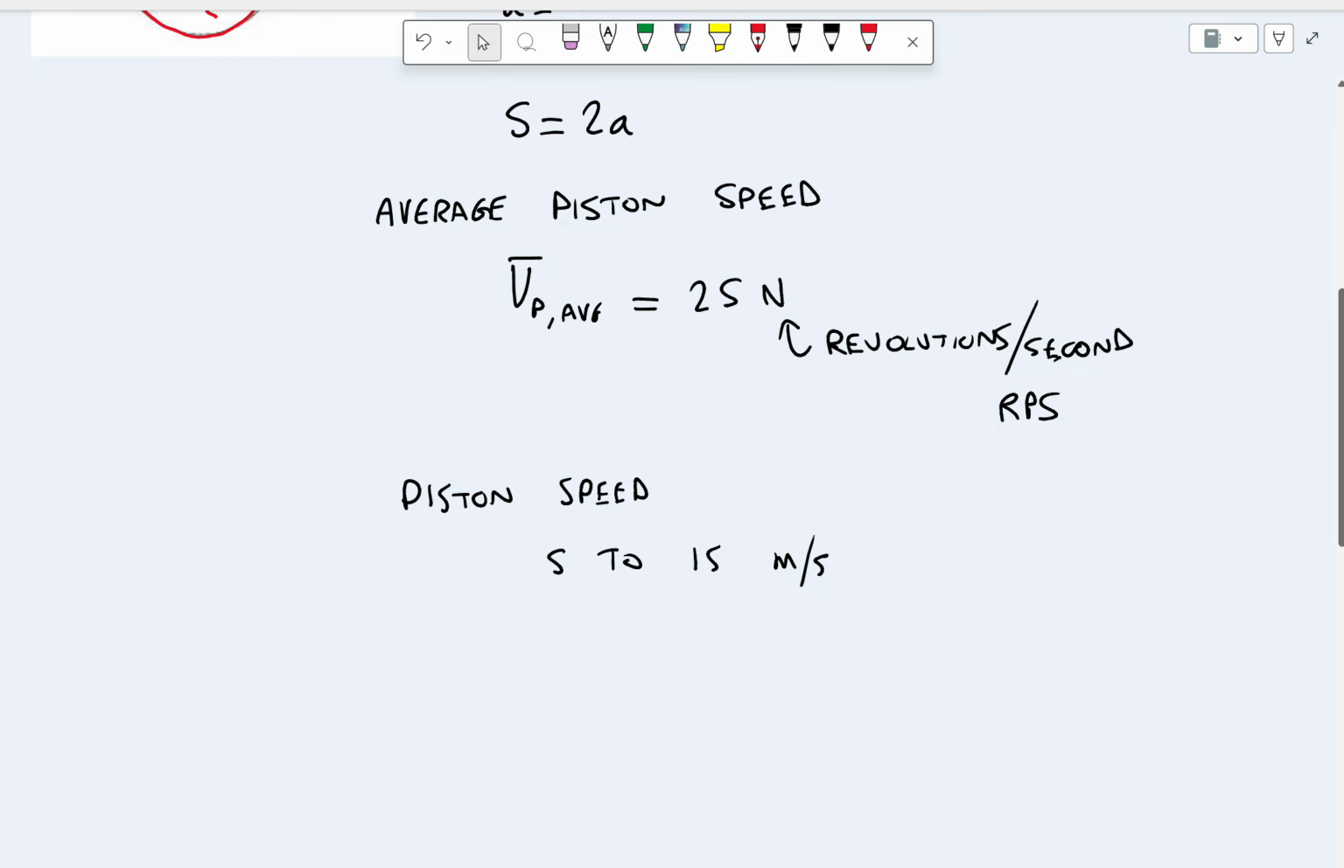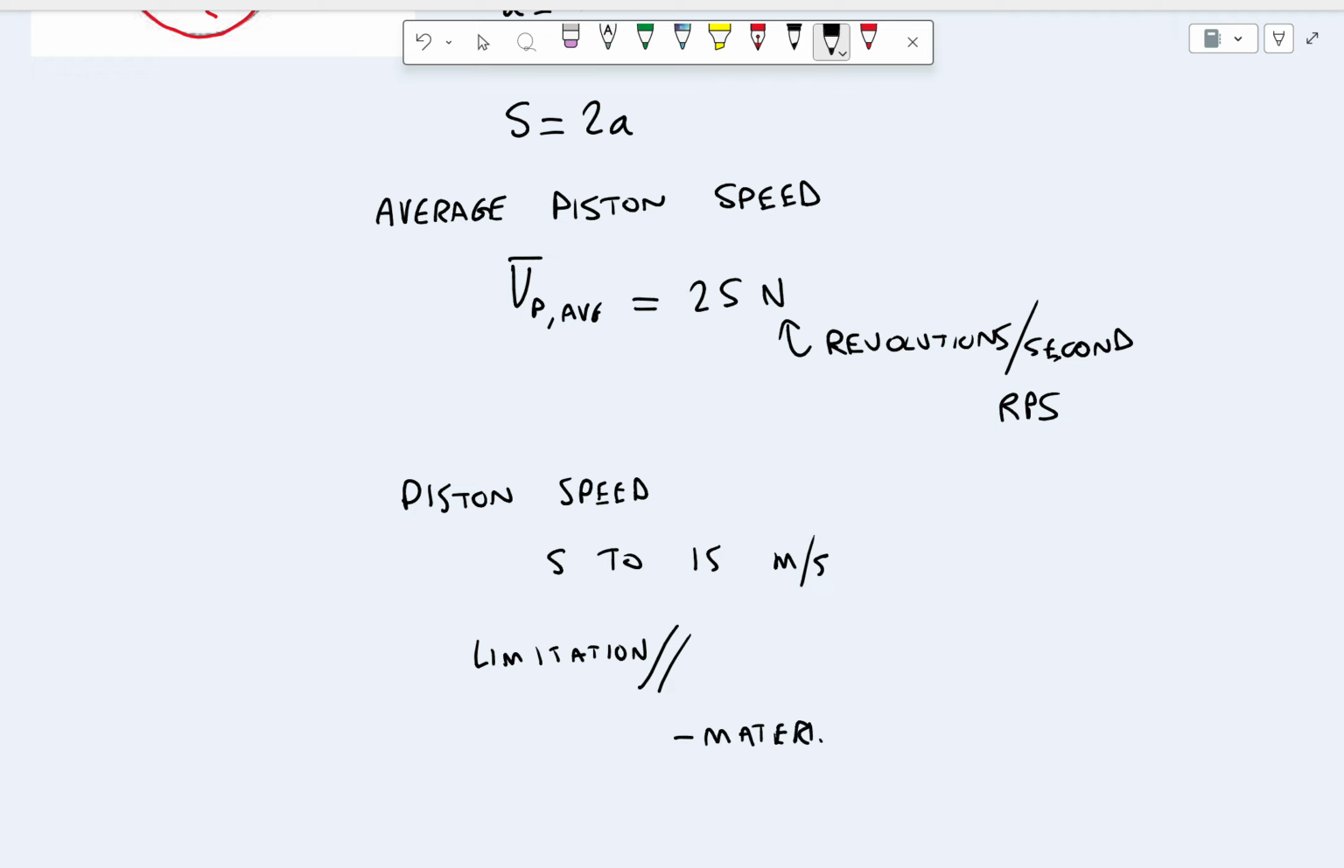The question is, why can't we go higher in piston speed? You've probably noticed that most cars have a maximum RPM of 7,000 RPM or 6,000 RPM or 5,000 RPM. And one of the limitations is the fact that we can't go too high in piston speed. So some of the limitations that we have, and I invite you to pause the video here if you want to try to think about it before I give the answer. One of the limitations that we have is the material strength.